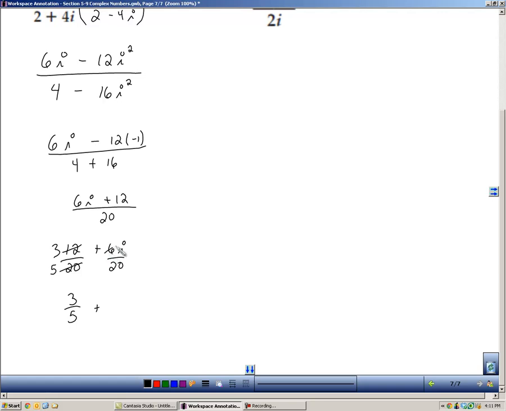Over here, 2 goes into 6 3 times and 2 goes into 20 10 times. So this is really 3 over 10 i. And this is how you should write your solution as a complex number with the real and the imaginary.